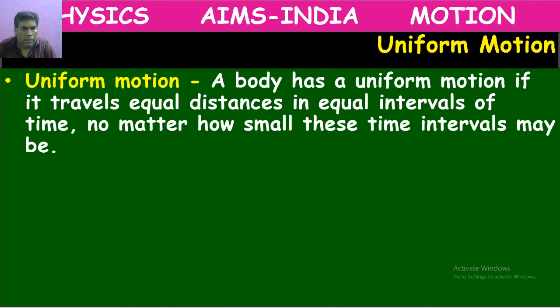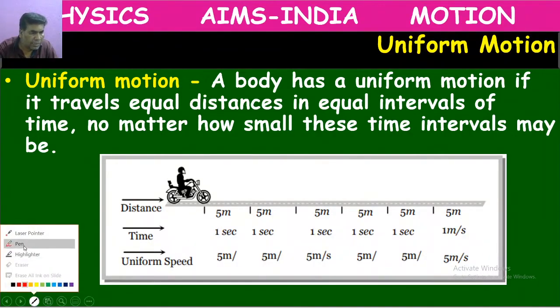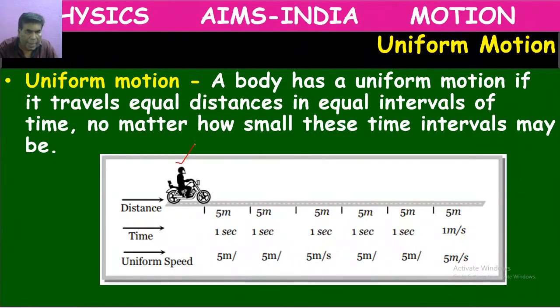If you observe this picture, what does it represent? A person is on a bike. He is traveling on a straight road in the forward direction. So we have this diagram here, where distance, time and uniform speed are given.